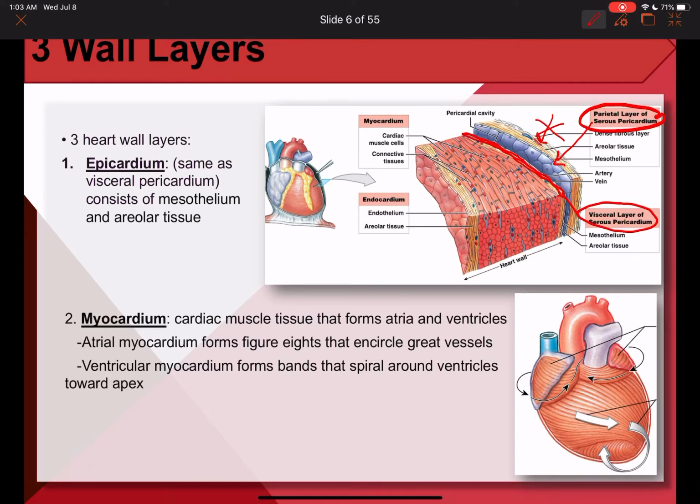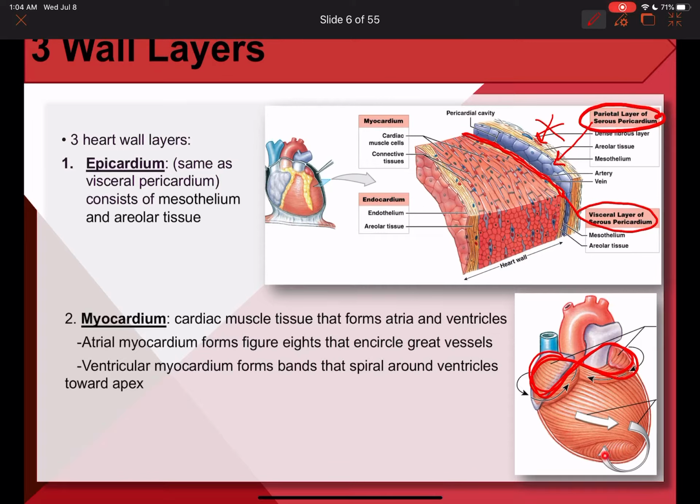The myocardium that winds around the atria forms this figure eight shape around the great vessels of the heart. They wind around it, okay, to allow them to squeeze those atrial chambers. So it squeezes this way and then this way, and both of them squeeze at the same time when the muscles contract to squeeze the blood into the ventricle.